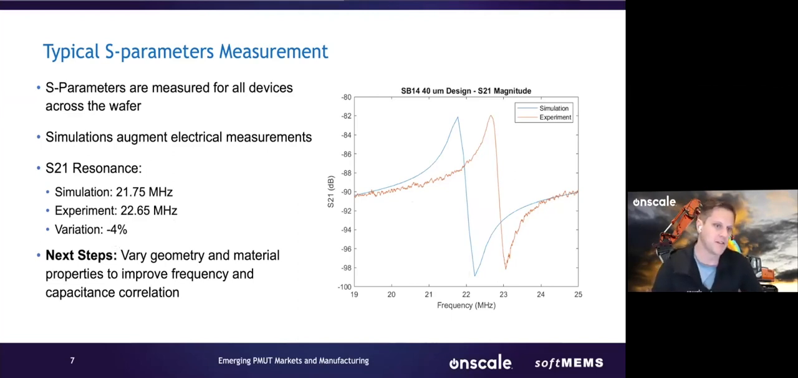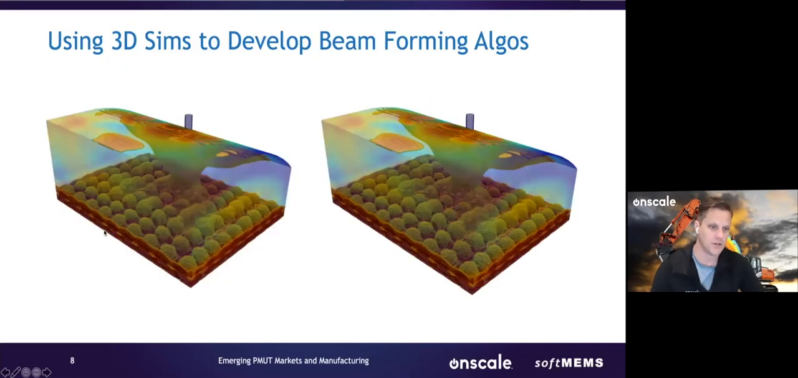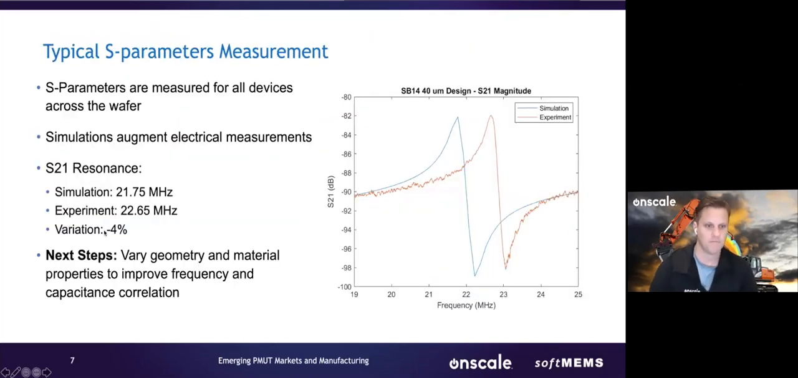And that may be because we don't really know what the actual geometry and material properties were in our experimental sample. We do know what we put into the simulator to get this result. So just the process variance could explain that difference in variation.